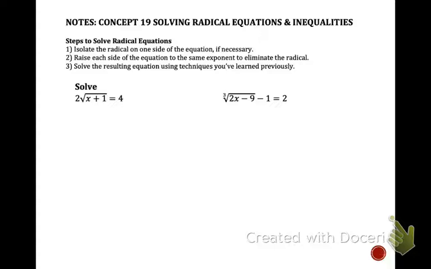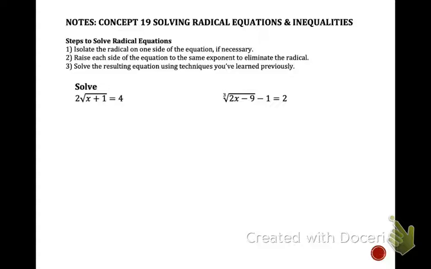Then to undo that radical, you're going to raise each side of the equation to the power that the radical is, and then you're going to solve the resulting equation. One thing I didn't mention is that you do need to check, because when you're raising things to different powers, you can introduce an extraneous solution. So a solution that looks like it works but actually doesn't.